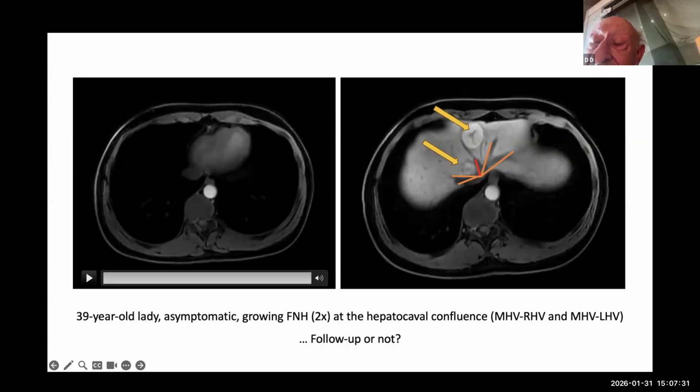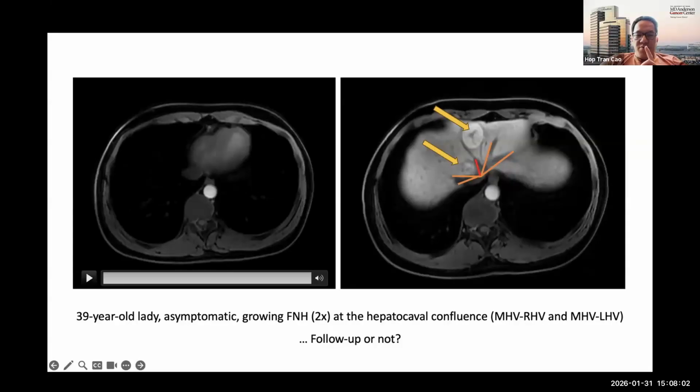Surendra? I think you can repeat an MRI after 6 months, because in this 6 months you showed the increase in the size by 3 millimeter in both the lesions. So another MRI after 6 months, and if you find it is growing at the same rate, then you have a concern there.